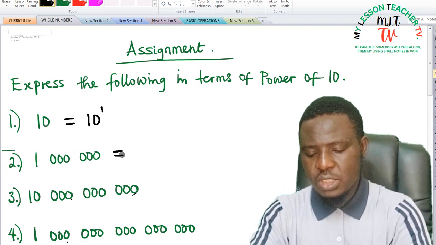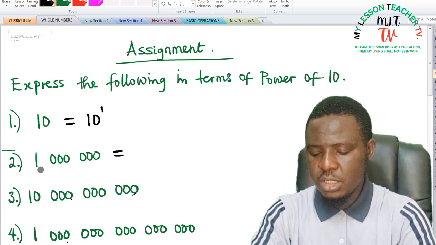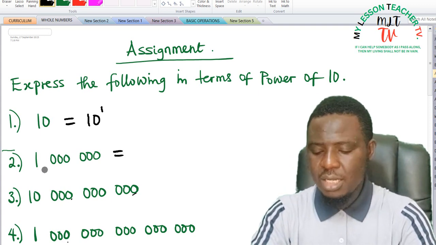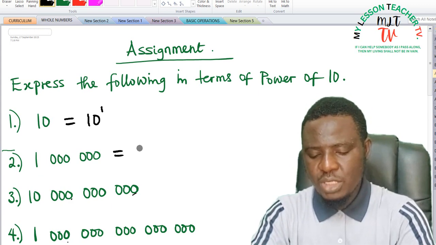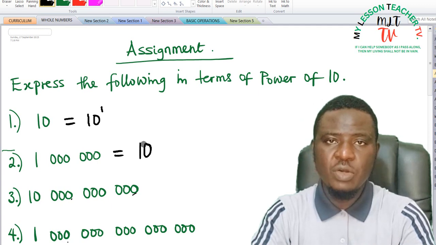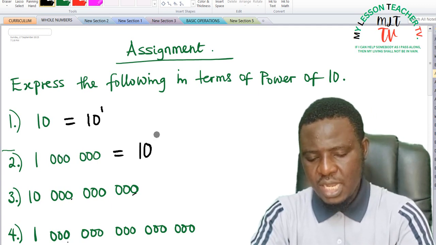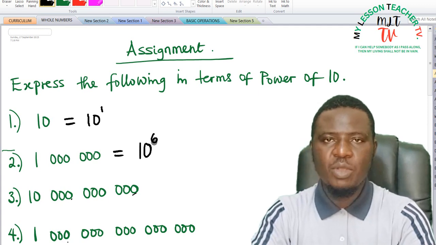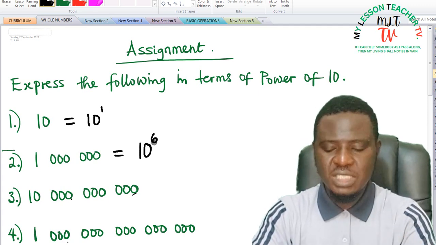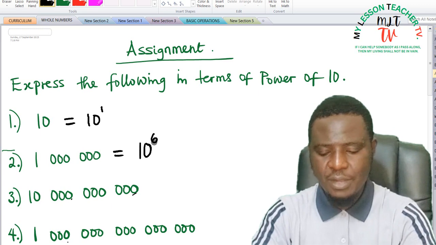2, this is a million, and a million can be expressed as 10 to the power of, you count the number of zeros in a million, that gives you 1, 2, 3, 4, 5, 6, and it is 10 to the power 6, because 10 multiplying itself 6 times gives you 1 million.